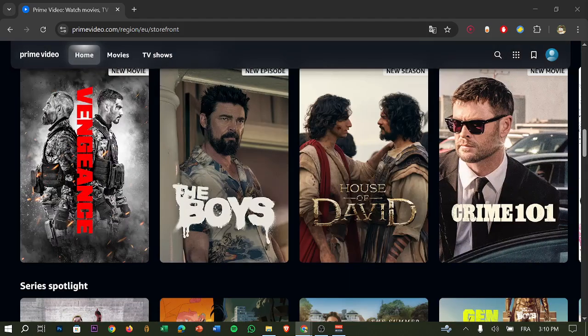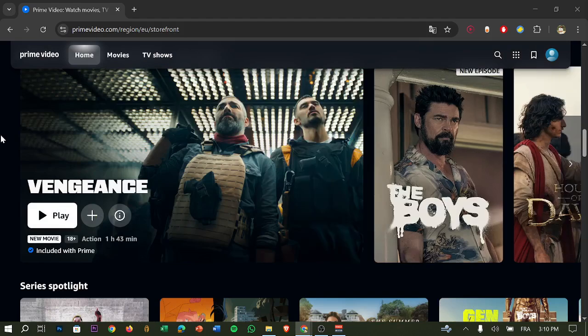Okay, so what happens after changing? Subtitles display in the selected language. Preference may be saved. Okay, it improves understanding and accessibility.